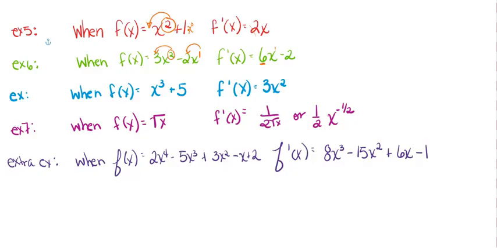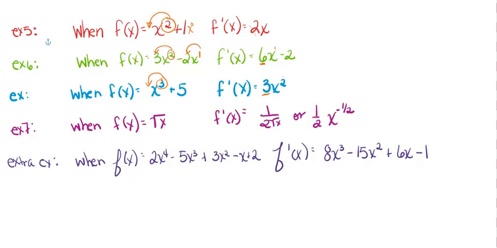Same thing here on the blue one. I take this 3, and I multiply it by the coefficient of 1. So that becomes this 3 here. And then I say the exponent of 3 minus 1 is 2, so that becomes 2. And this is a constant, so it zeroes out.